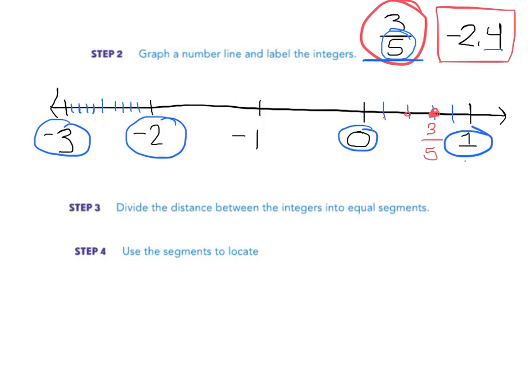Now looking at negative 2.4. I'm going to start at my negative 2 and I'm going to count this way 4/10. So I have 1, 2, 3, 4. And here's where I have a negative 2 and 4/10. And that is how we use these steps to locate rational numbers on a number line.